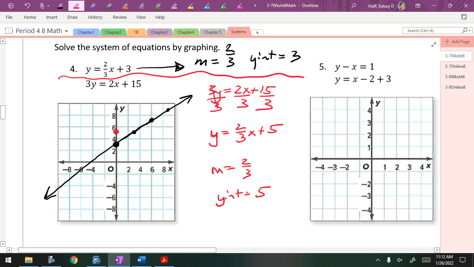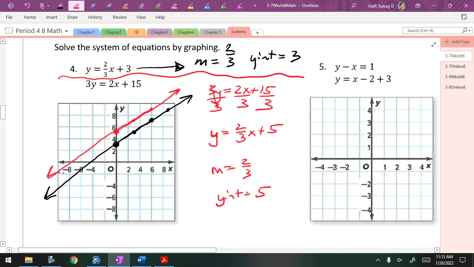Okay, be cautious again here. We're going up 2. Count carefully. 1, 2, and then 1, 2, 3. Put a dot. 1, 2, 1, 2, 3. Connect them.